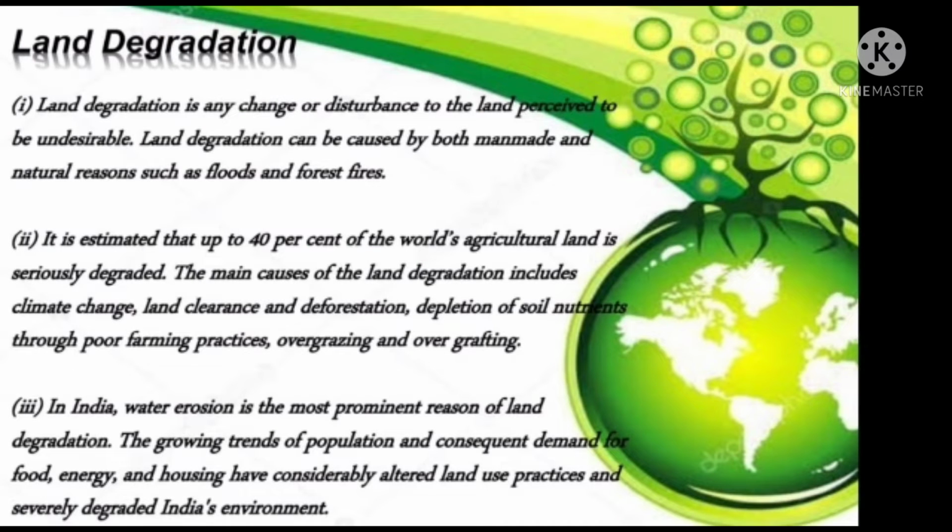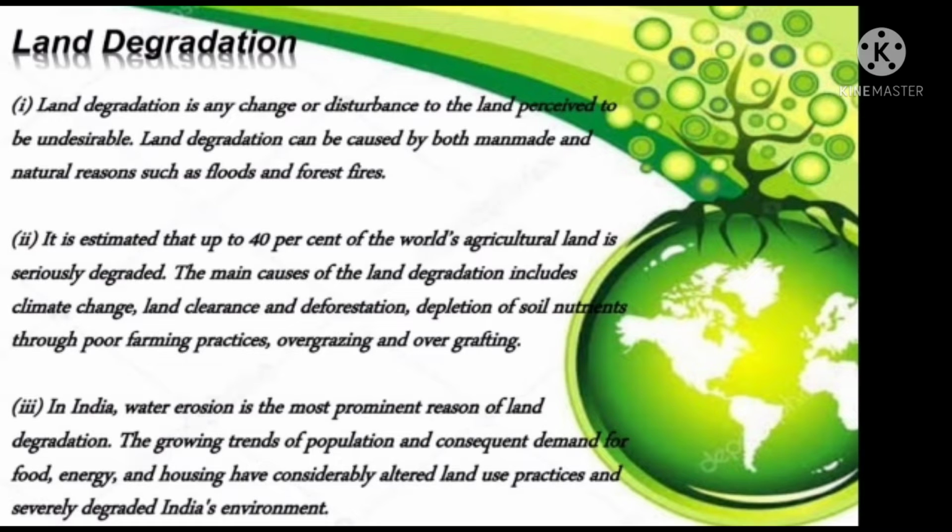Land degradation. Land degradation is any change or disturbance to the land perceived to be undesirable. Land degradation can be caused by both man-made and natural causes such as floods and forest fires. It is estimated that up to 40% of the world's agricultural land is seriously degraded. The main causes of land degradation include climate change, land clearance and deforestation, depletion of soil nutrients through poor farming practices, overgrazing, and overgrafting. In India, water erosion is the most prominent reason for land degradation.